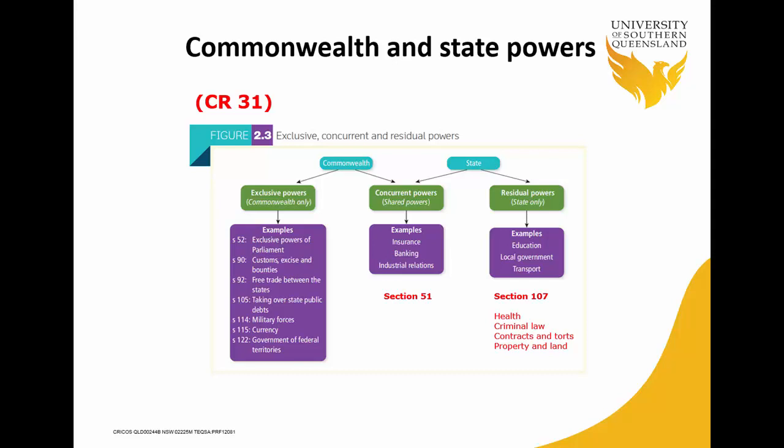There are also powers that are exclusive to the states, what we call residual powers. And examples of these are education and local government and transport. For example, section 107 is the saving section in the Constitution as far as these powers are concerned, what's known as, again, residual powers. And the last and most interesting design of our Commonwealth Constitution is the concurrent powers, or shared powers, that we find in section 51.